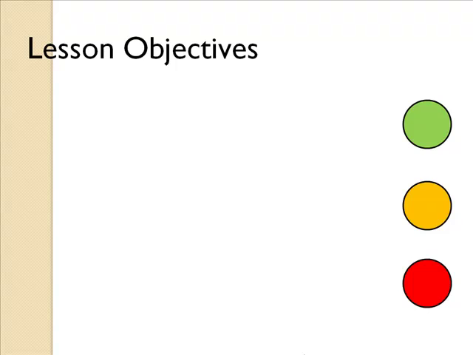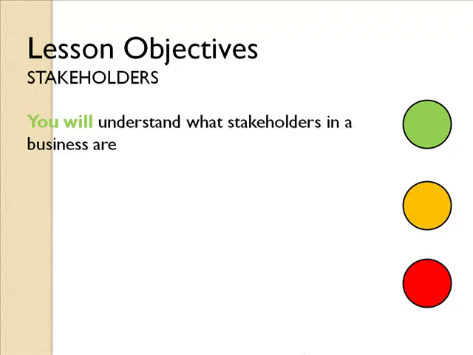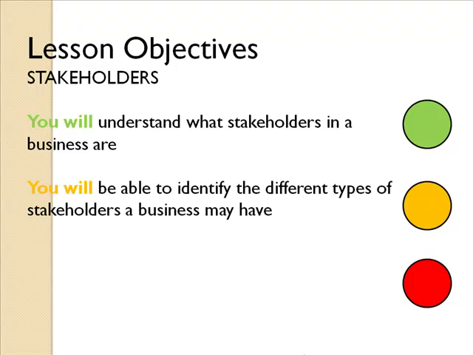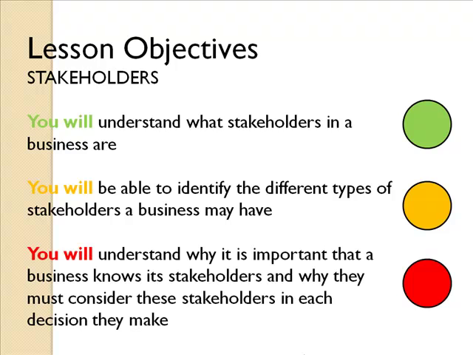This lesson is all about stakeholders. The objectives for the lesson: you're going to be able to understand what stakeholders in a business are. You're going to be able to identify the different types of stakeholders that a business may have. And lastly, you're going to be able to understand why it's really important that a business knows who its stakeholders are and why they must consider these stakeholders in every decision they make.